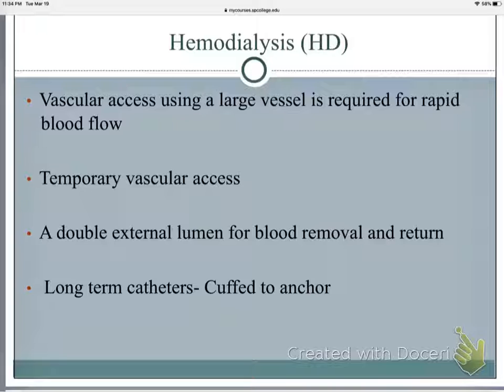Has anybody ever seen a catheter for dialysis? They're not the same as central lines. Be very careful. These usually have a red port and a blue port, and we don't touch them. We're going to talk about the care of them. But generally, our dialysis nurses are the only ones that are permitted to use them. We'll talk about that a little more.